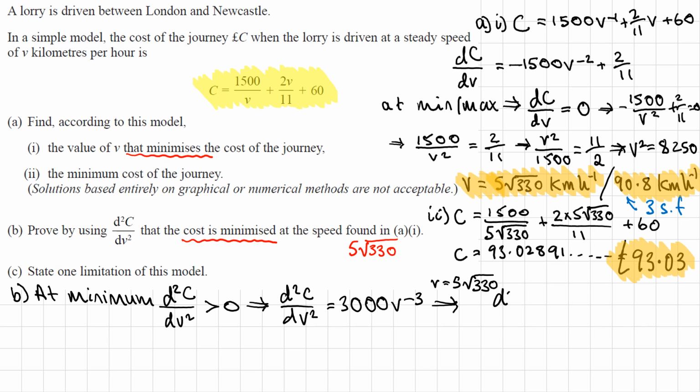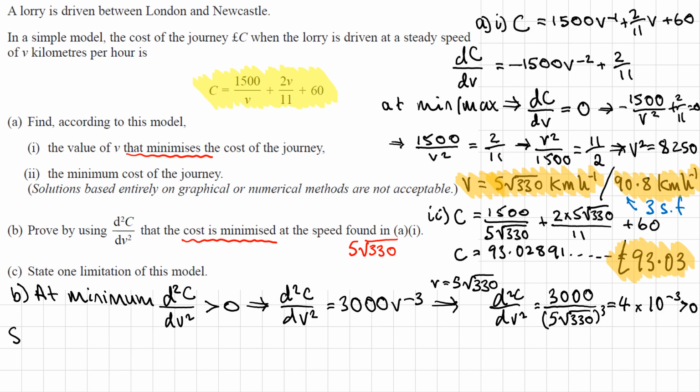So now the second derivative is going to become 3000 over v cubed. It's the same as this, and that will be 5 root 330, there's my v, cubed. Okay, let's see what this value is. Now I get a small number, basically 4 times 10 to the power of negative 3. But it's still positive. It's greater than 0. It doesn't matter how small it is, it's greater than 0.